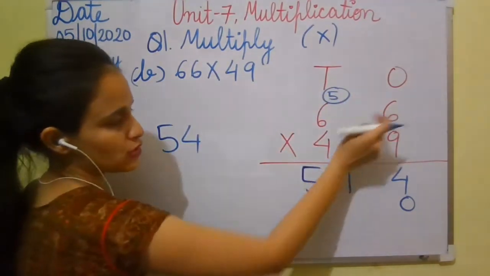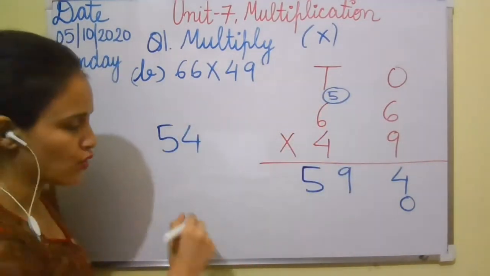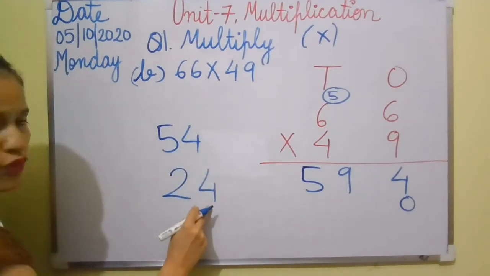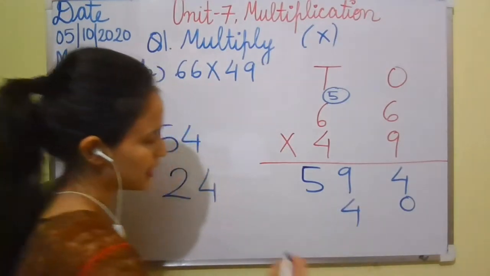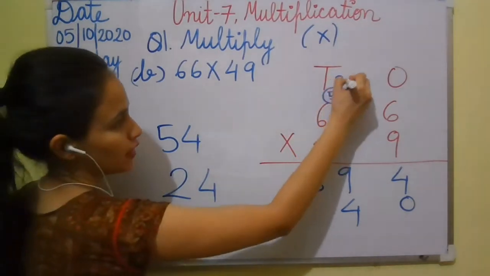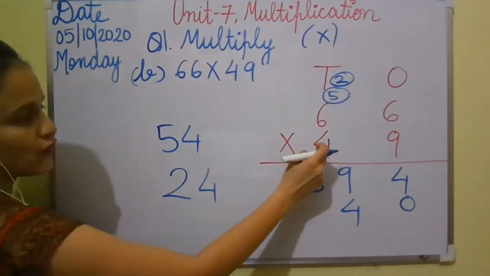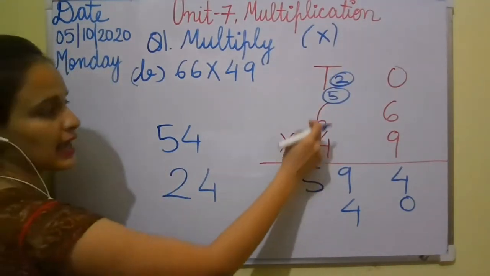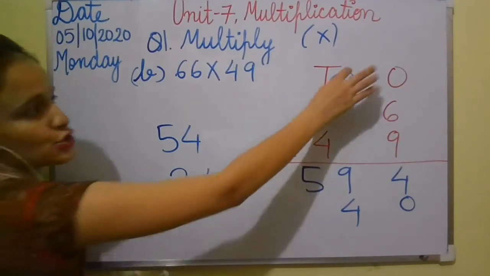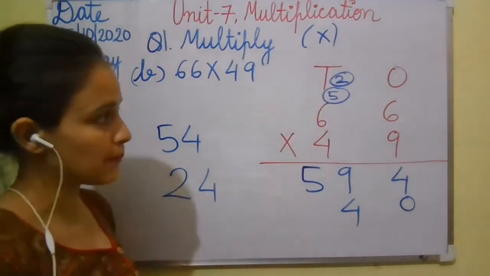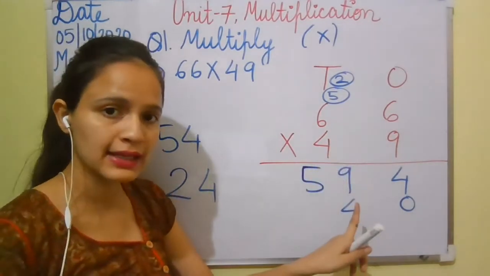Now 4 will multiply to 6. 4 6s are 24. In 24, 4 is in ones, so 4 will remain here and 2 will go as a carryover above 6. Now 4 6s are again 24. 24 plus 2.